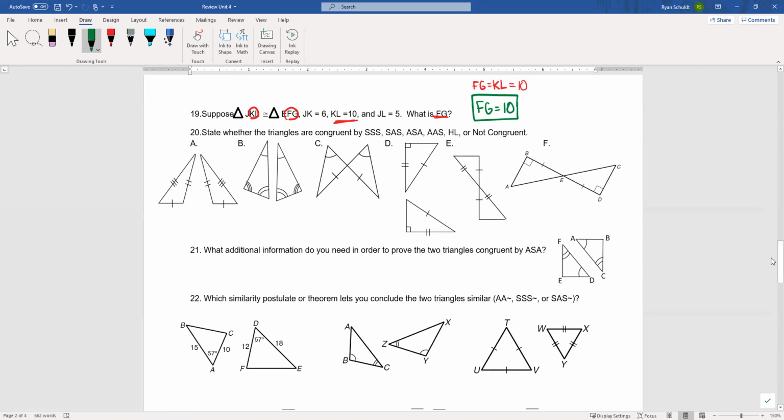Okay, number 20. State whether the triangles are congruent by side, side, side, side, angle, side, angle, angle, side, AAS, HL, or are not congruent. Okay. So, like I've said in class, I recommend marking the parts they give you. That's a great start. Mark what they give you. For A, they give you a side, and a side. Huh. I bet this one is SSS. And it is. This one's congruent by SSS.